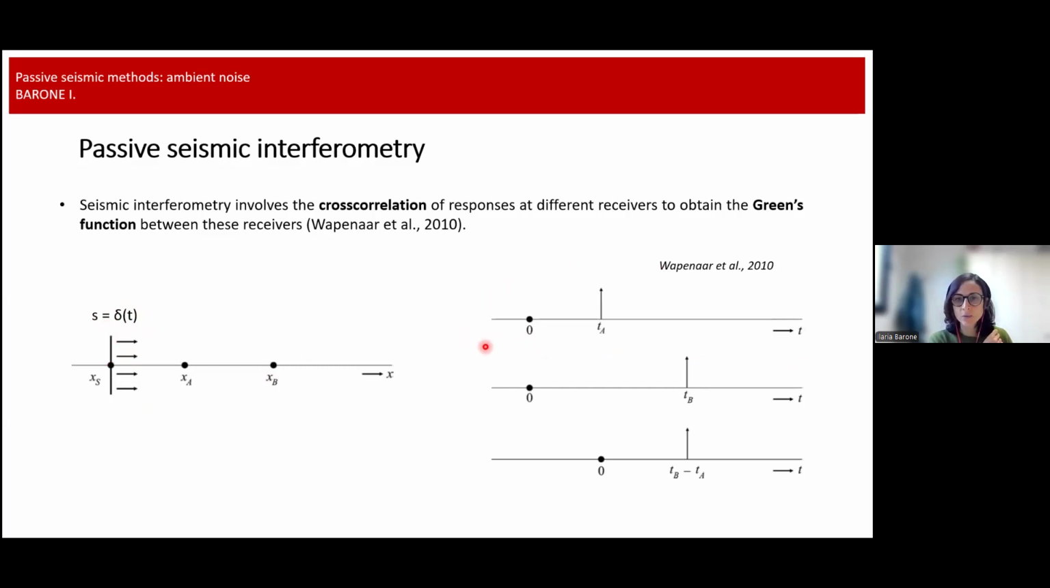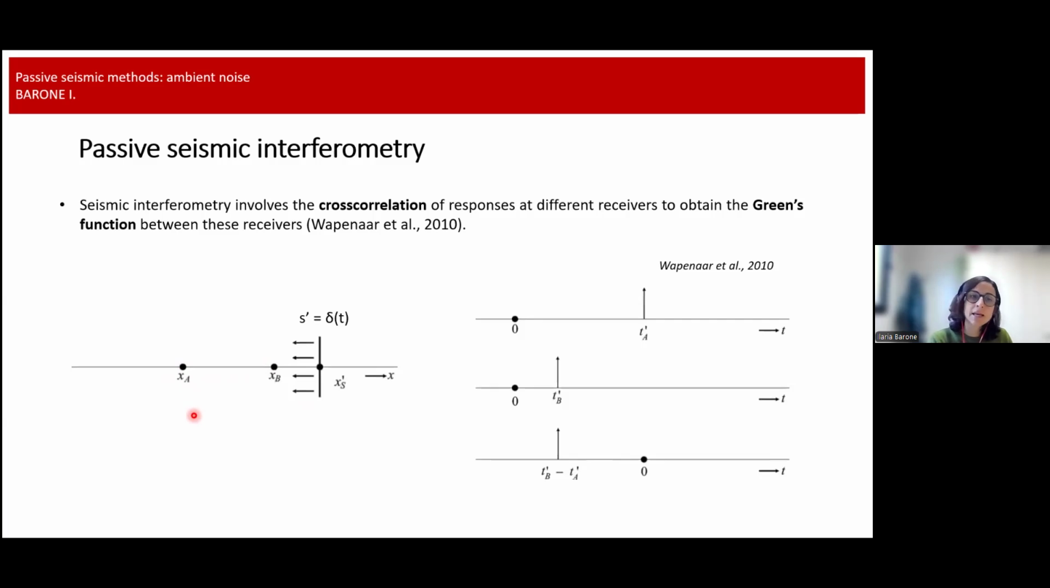This is the signal that we record at XA, and this is the signal that we record at XB, so the same signal but just delayed. If we cross-correlate the two signals, what we obtain is again a Dirac, but at the time Tb minus Ta. Tb minus Ta is exactly the time that the wave takes to travel from A to B. So this is the equivalent of recording in B something that is produced in XA.